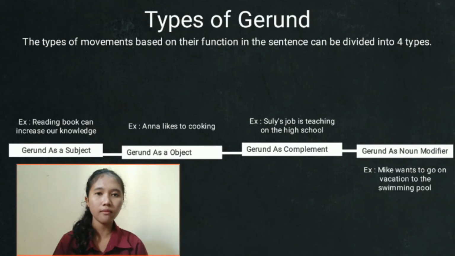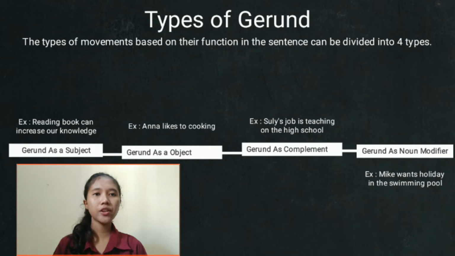And the second is gerund as an object. Gerund can also act as an object of a verb. For example, Anna likes cooking. From the sentence, we know that, what does Anna do? She likes. What does Anna like? And the answer is cooking. And here, cooking is the gerund that acts as an object of the verb like.